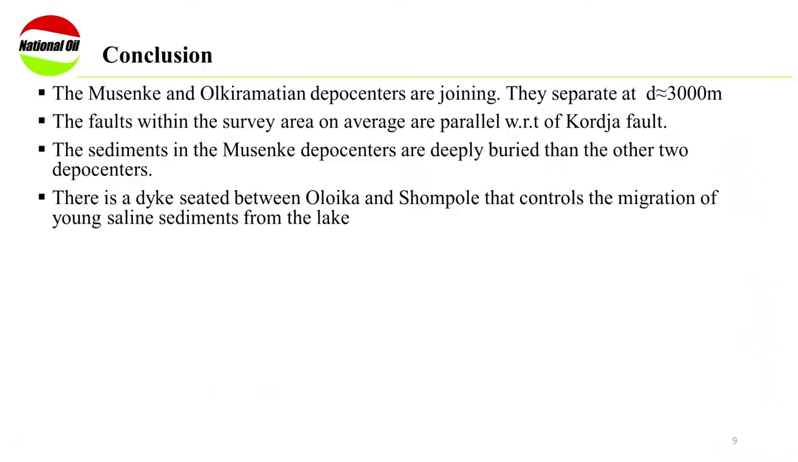So in summary, the Musenge and Olkrematian depot centers are joining and they separate at some distance, roughly d is equal to 3 kilometers. The faults within the survey area on average are parallel with respect to the Koja fault. The sediment in the Musenge depot center is deeply buried, and there's a dike in the southernmost depot center that controls the migration of sediments from Lake Magadi. Thank you for that.